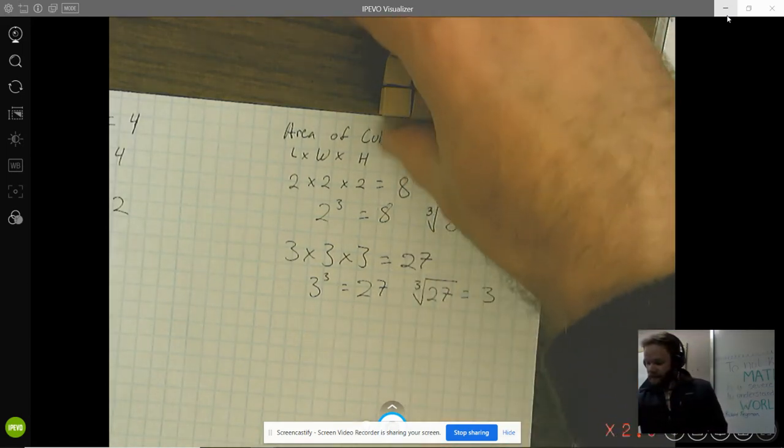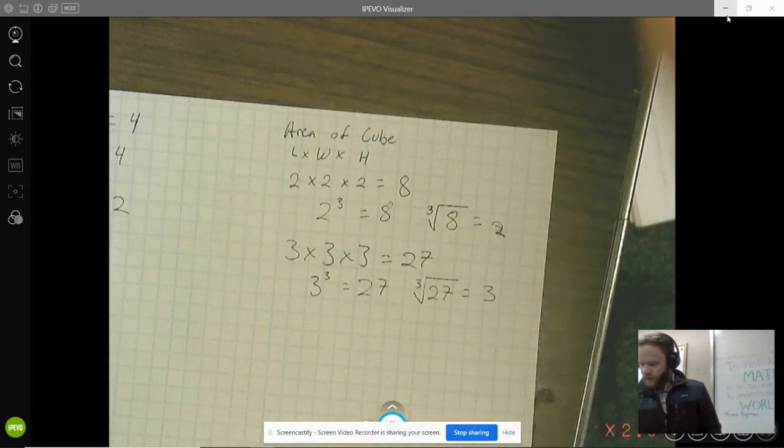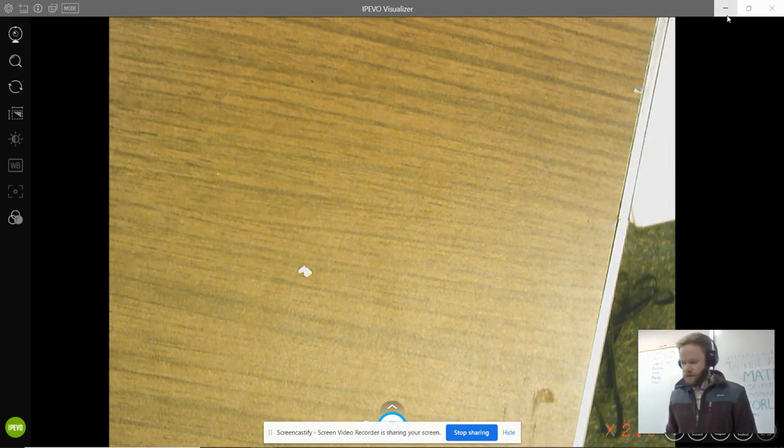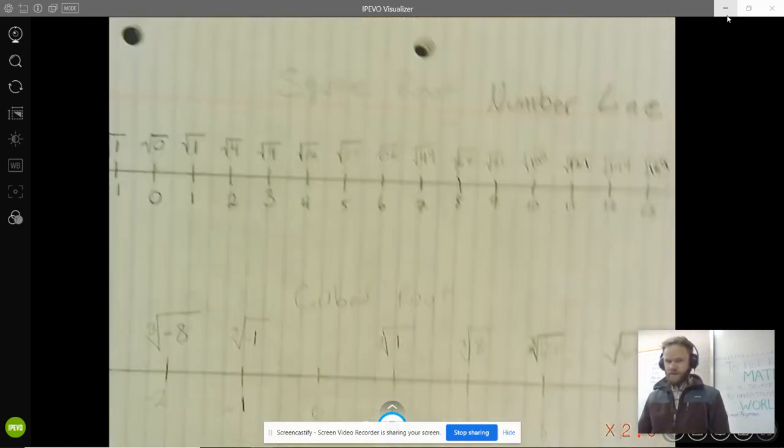So that's the meaning of cubes and cube roots. We're going to move that out of the way. And now you guys are going to pause this video and finish up your notes.